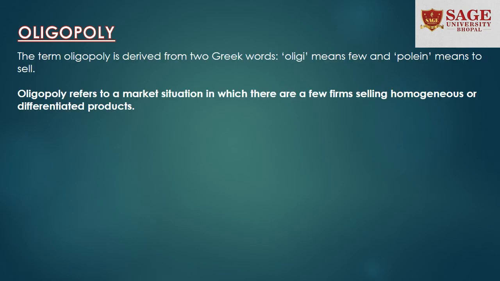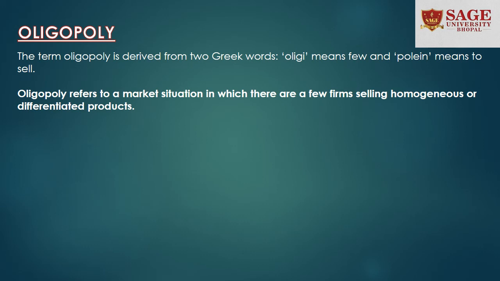Let us now understand oligopoly. The term oligopoly is derived from two Greek words: "oligi" means few and "polion" means to sell. Oligopoly is a market structure in which there are only a few sellers of homogeneous or differentiated products. So, oligopoly lies between monopolistic competition and monopoly. Oligopoly refers to a market situation in which there are a few firms selling homogeneous or differentiated products.